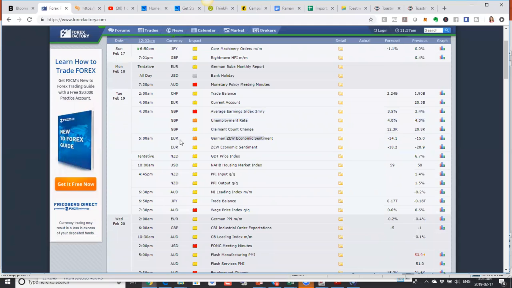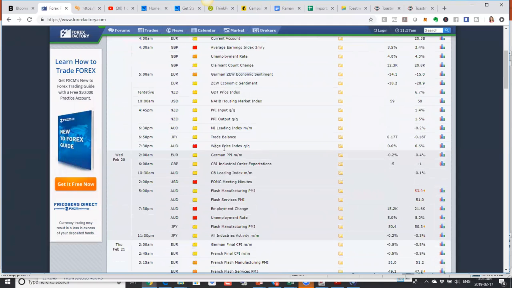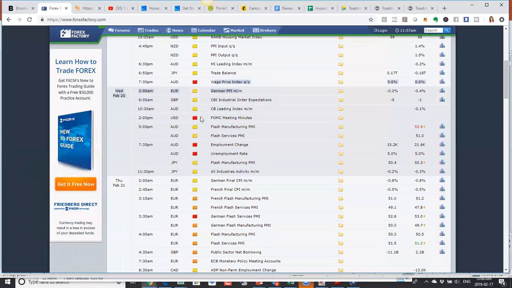We have economic sentiment numbers for the euro. And then we have wage numbers here for Australia. So same thing that I said for the British pound earlier, the wage numbers are important here, the index, because if the wages are not increasing, that will usually have a negative impact on the currency. So that's that. And then we have FOMC this week, February 20th on Wednesday. FOMC is always very important. So anytime there's Fed or central bank, like I said, it will have an impact.